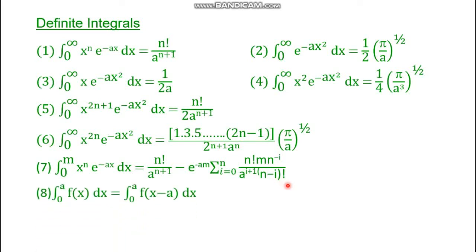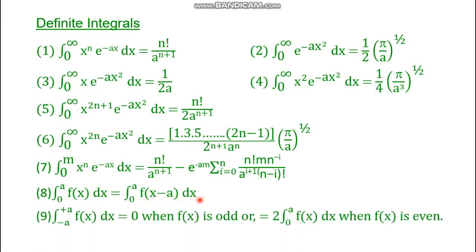Next, integration 0 to a. Here the maximum upper limit is a. In that case, some function f(x) along with dx would give the result integration 0 to a of function f(a minus x) with dx. Okay. Now, if f(x) is odd, then integration minus a to plus a f(x) dx is 0, and if f(x) is even, then integration minus a to plus a f(x) dx is twice integration of 0 to a f(x) dx.